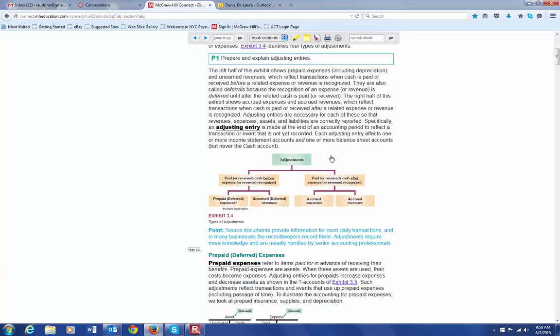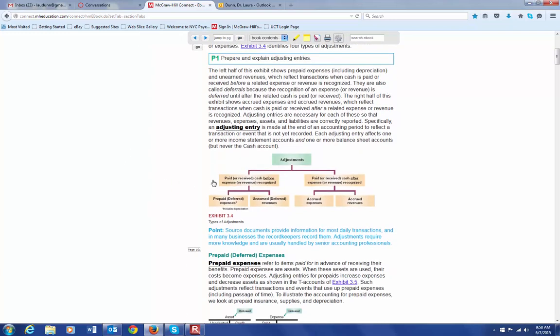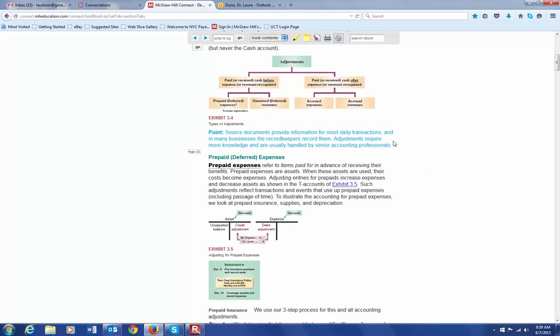If you look here at this chart, there's two basic types of adjustments. So first of all, there's the type that has to do with you either paid cash or received cash before the expense or revenue is recognized. So the money is either gone out or come in, but it's not in the right period. It should be in the next period. And then over here, you're paying or receiving the cash after the event should be recognized. And so in the current period, you need to make an adjustment because you're not going to pay it until the next period.